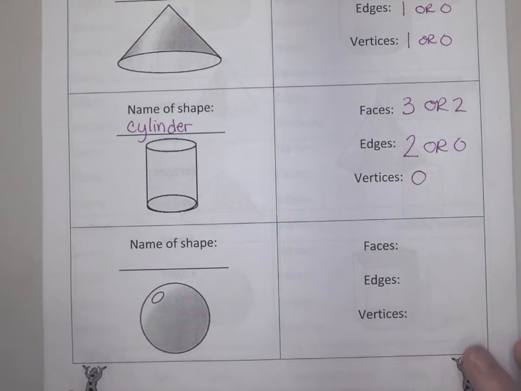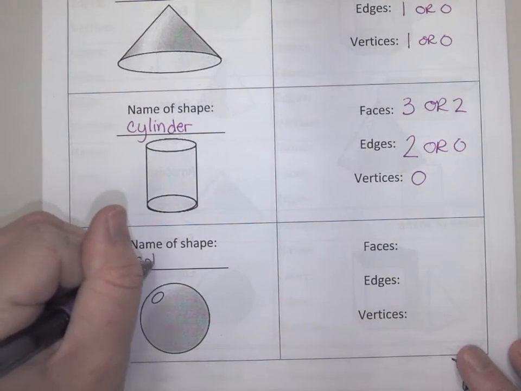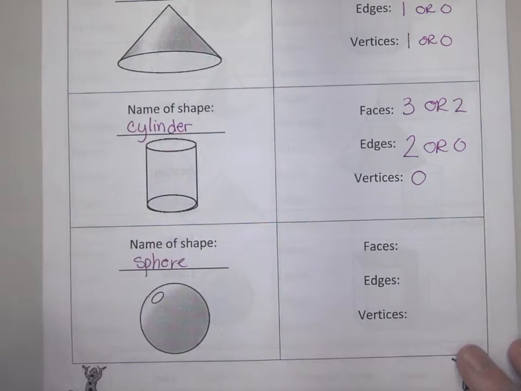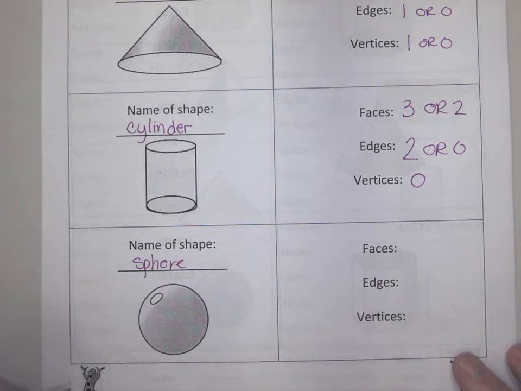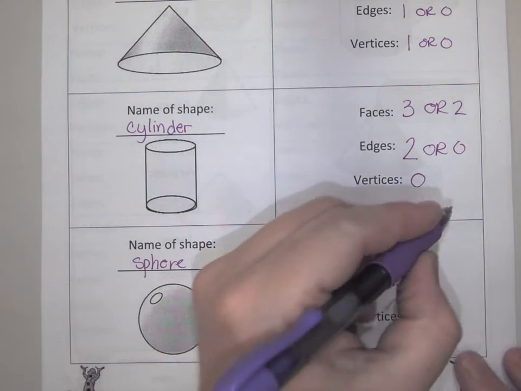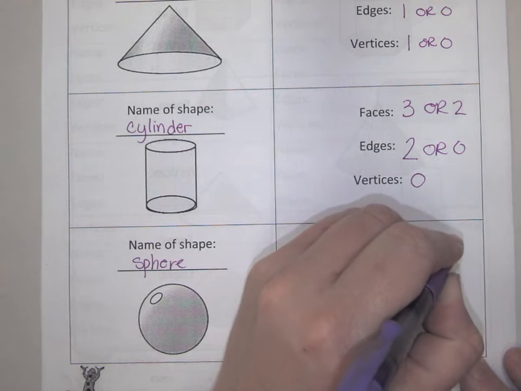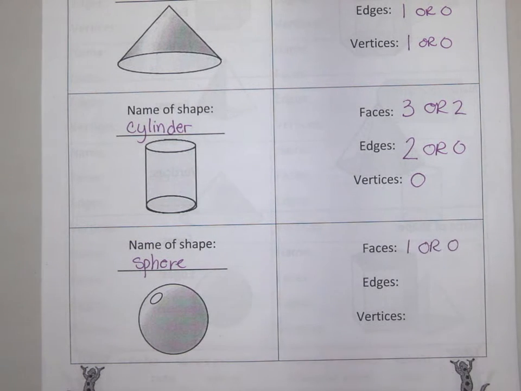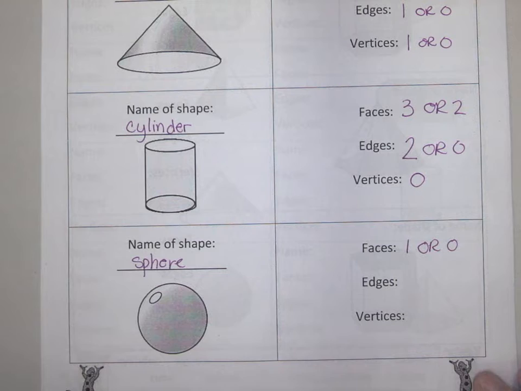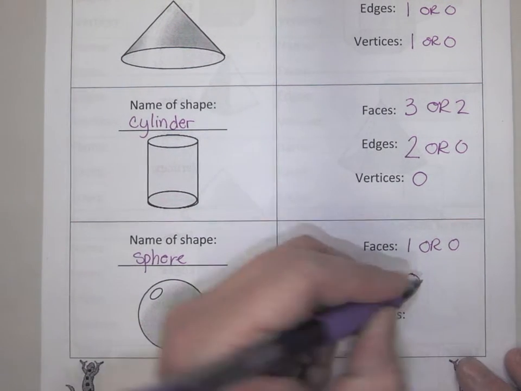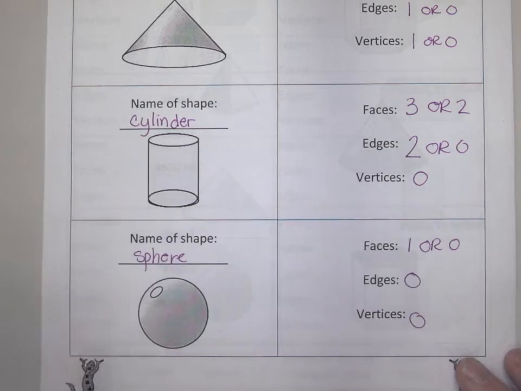This last shape is, of course, a sphere. And for a sphere, you could say that there's 1 face, right, the whole thing, or none, because remember we talked about faces in a 3-dimensional object being polygons, and there are none in a sphere. There are no edges, and there are no vertices in a sphere.